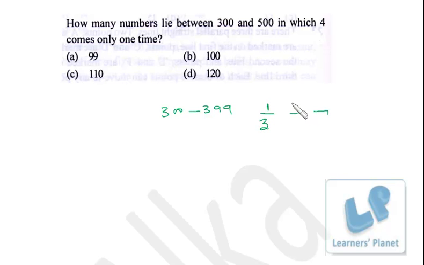Now suppose we have 4 over here on this tens place. So 4 is over here, so we just have one option. For this third place we have 9 choices because we don't want 4 over here. So from 0 to 9 total 10 digits are there, and out of these 10 digits we don't want 4 because we want 4 only once. Right, so we have 9 choices over here.